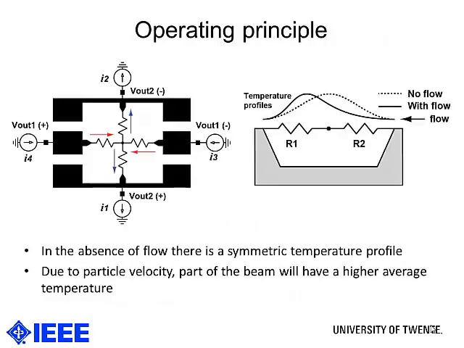Now, suppose that there is an acoustic wave incident upon this chip, then this temperature profile will actually change in shape in an asymmetrical way, so that one half of the beam will have a temperature which is on average different from the other half. Now, because of the difference in temperature, you will also get a difference in resistance, and since the current is still constant, you will get a different voltage drop on each part of the beam, so that if you measure differentially the voltage across one of the beams, then you will get a voltage difference, which is also a measure for the particle velocity.